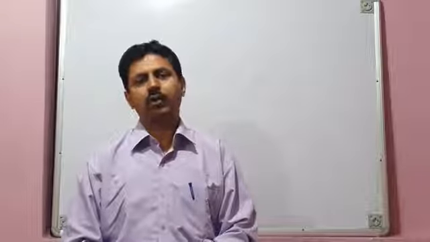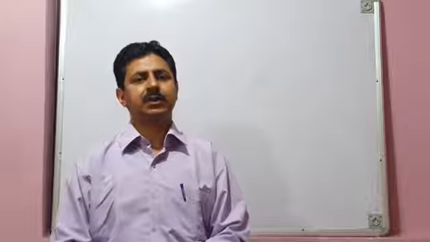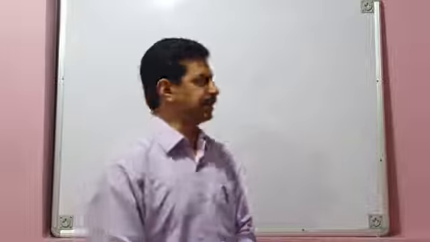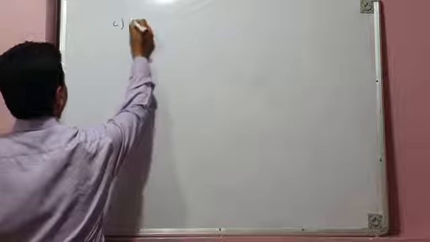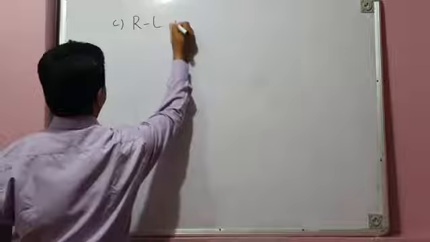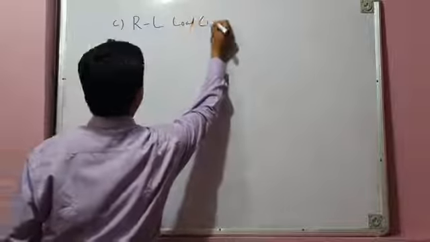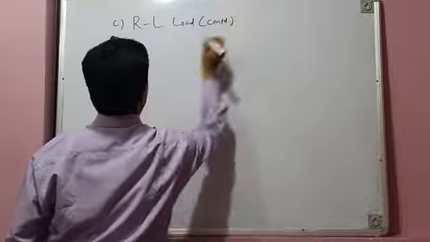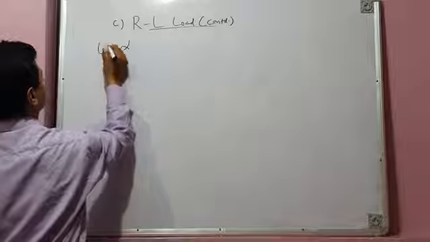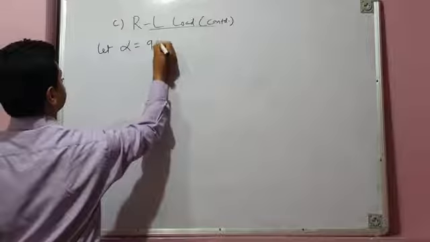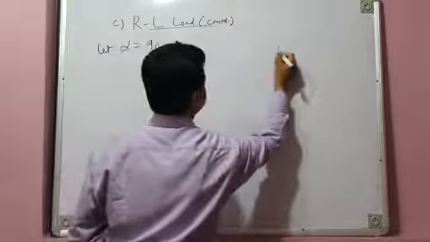And for RL load, if you remember, we discussed its operation for alpha less than 90 degrees. Let us continue for RL load. And now let us assume alpha is 90 degrees for RL load. Let me draw the power circuit diagram first.